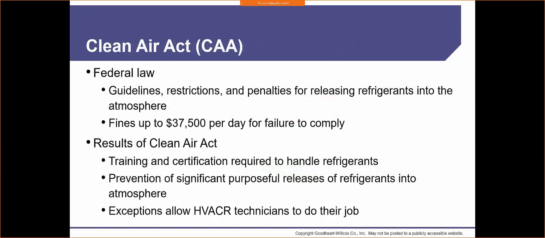So we've got the Clean Air Act, all right. It's going to tell you the guidelines, restrictions, and penalties for releasing refrigerants into the atmosphere. Fines up to $37,500 per day for failure to comply. So basically, don't be one of those guys just releasing refrigerants into the air, all right. You forgot your recovery tank at home. You're working on a system, you're like, nobody's watching, I'm just going to cut the line and release it.